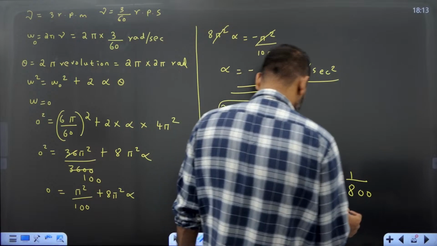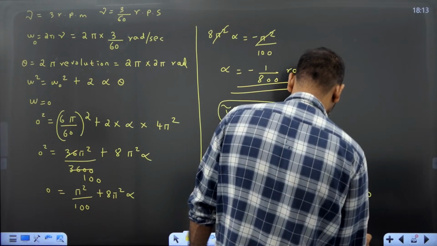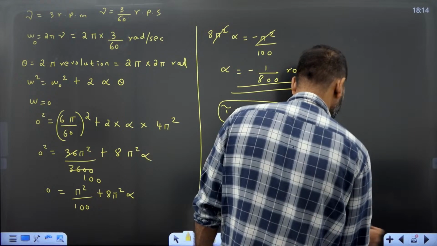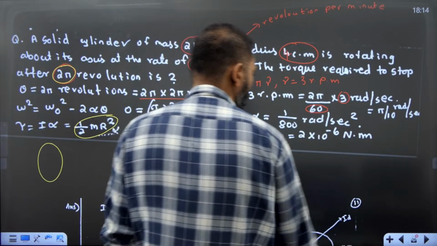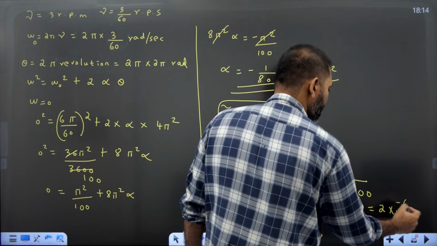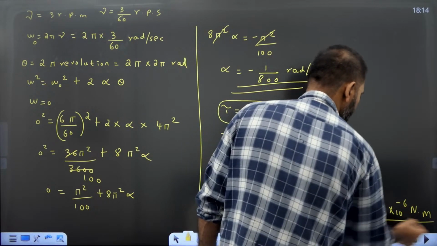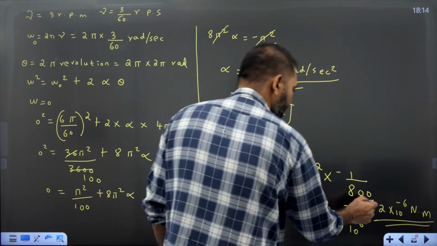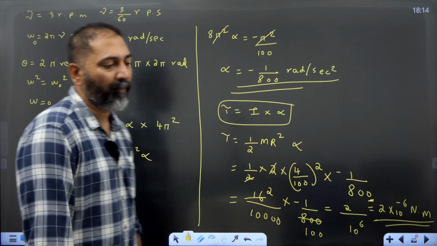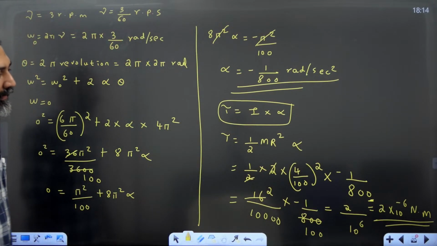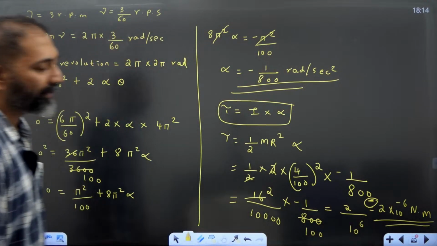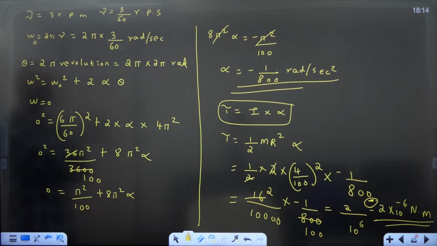So what is answer? 2 by 10 raised to 6, or 2 into 10 raised to minus 6 Newton meter, since we are dealing with the torque. Actually it is minus. Why minus sign? Because it is a torque required to stop. That is the reason why there is a minus sign. It's a braking torque. Any doubt in this question?